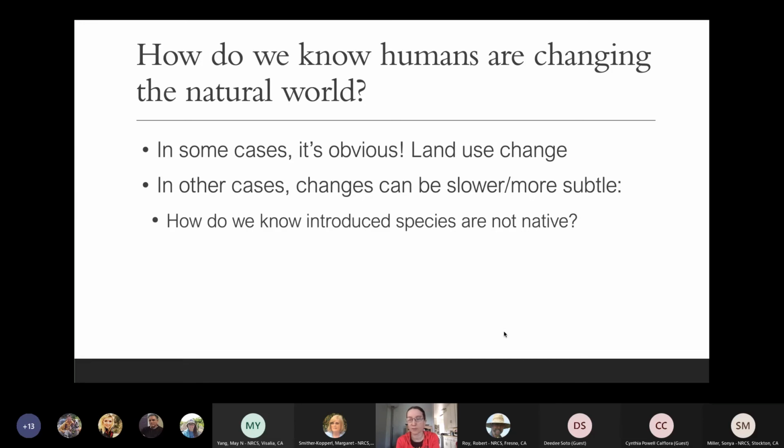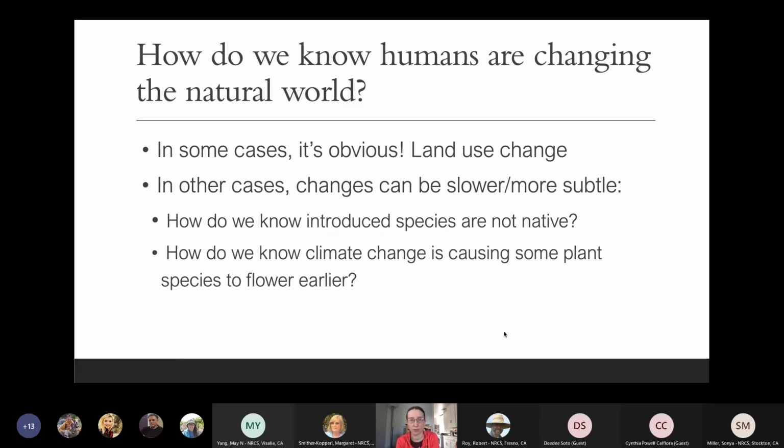So 2 questions that maybe are a little harder to answer: one is, how do we know introduced species are not native? This is a question that I sometimes get from people who are like, well, how do we know this is not a plant that has been here forever? What data do we use to tell that these species are not native to here? And also, how do we know climate change is causing some plant species to flower earlier or to change their life history? To answer these questions, which a lot of scientists are very interested in, we need historical observations. And so I'm going to tell you a little bit about one way to get these historical data points that we need.